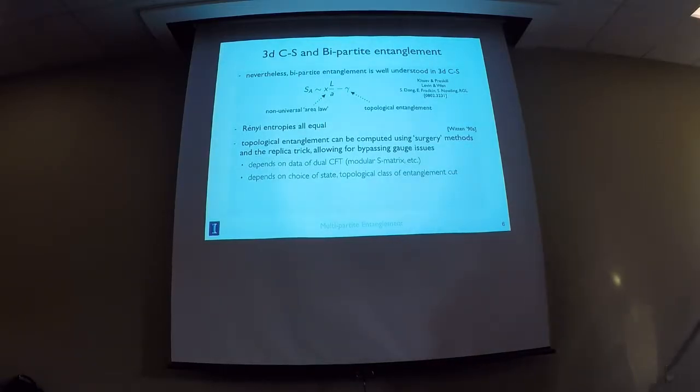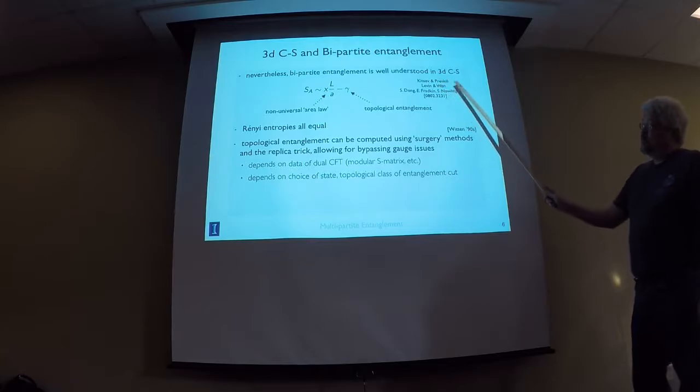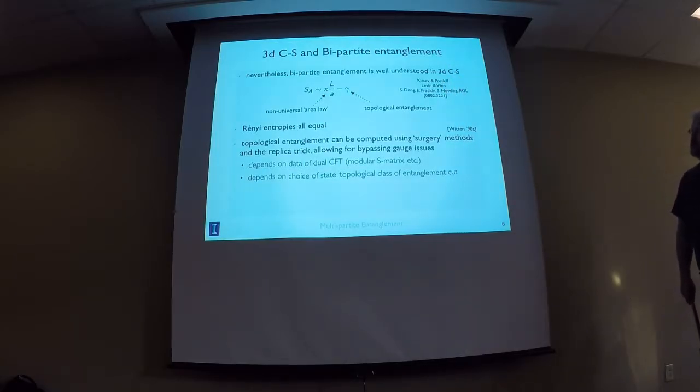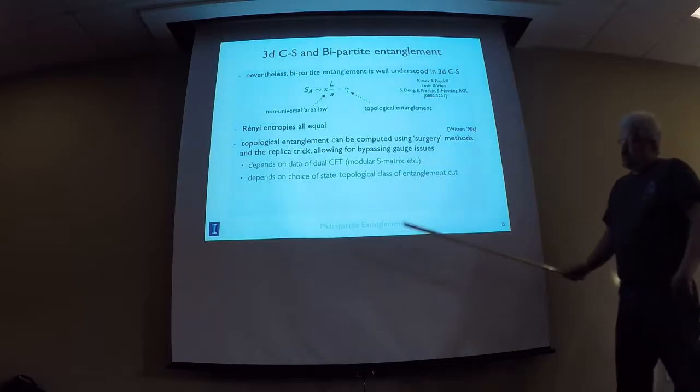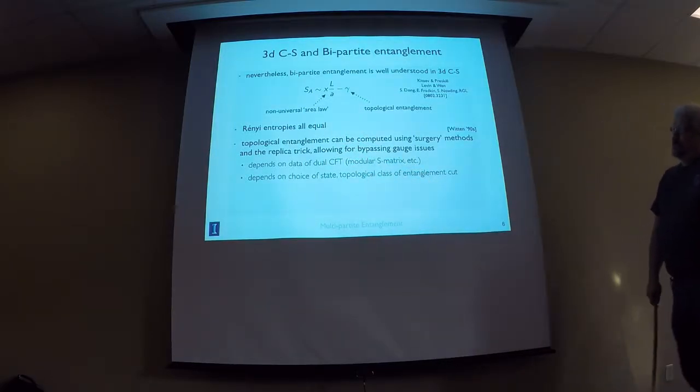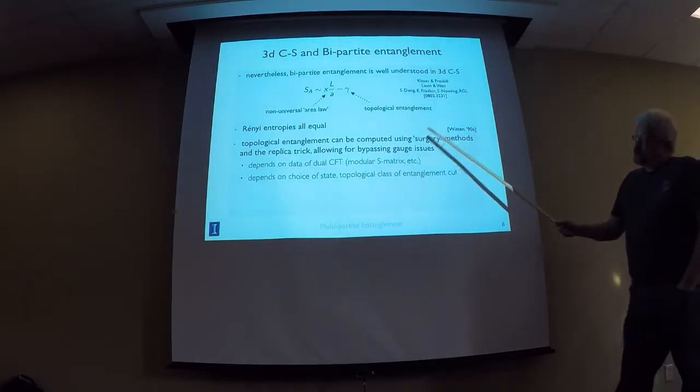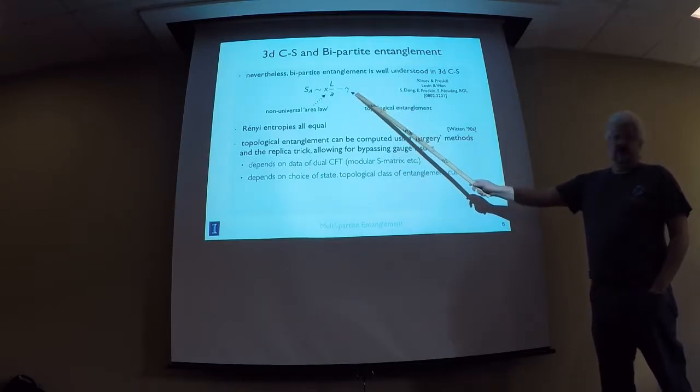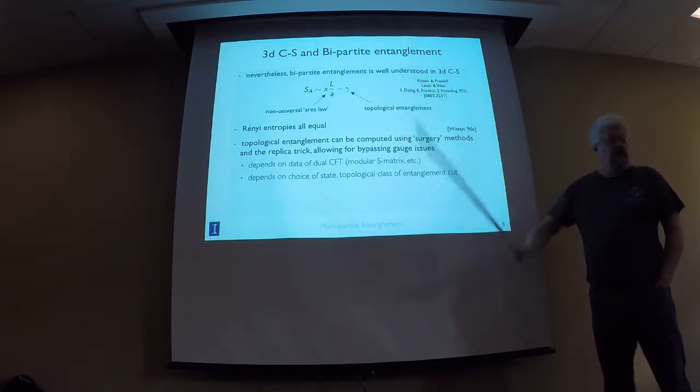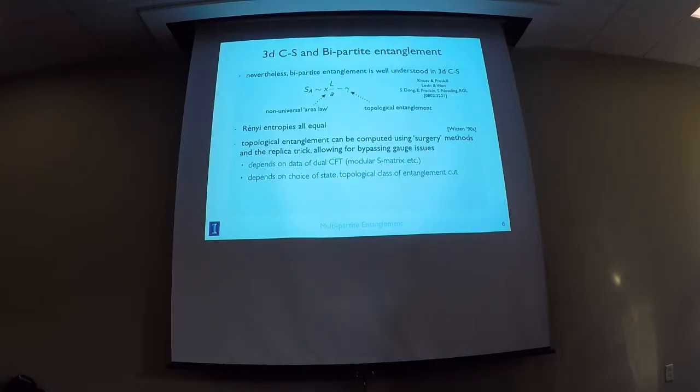In fact, the calculations that we did there were based on formal surgery methods that Witten had developed back in the 90s, and the replica trick. And what one sees when one does those calculations is simply the topological part of it. Because you're doing formal surgery, you don't see any power law divergences.